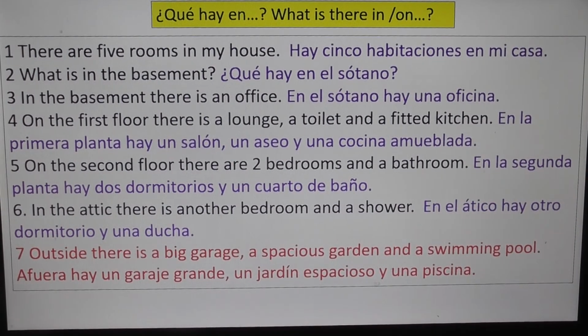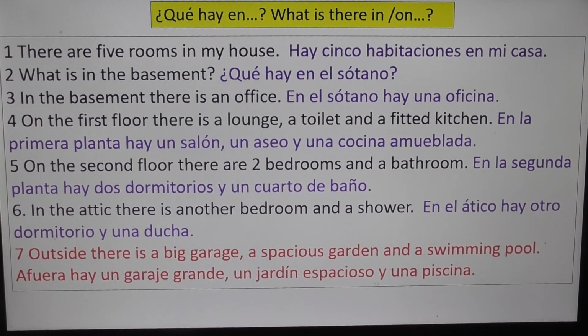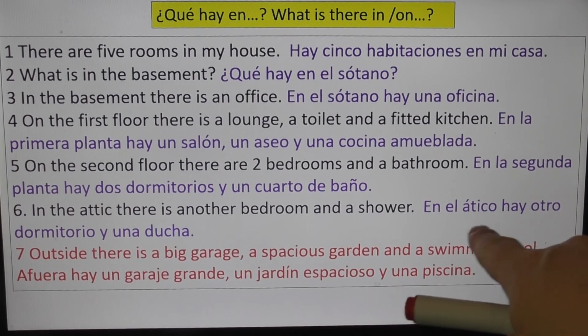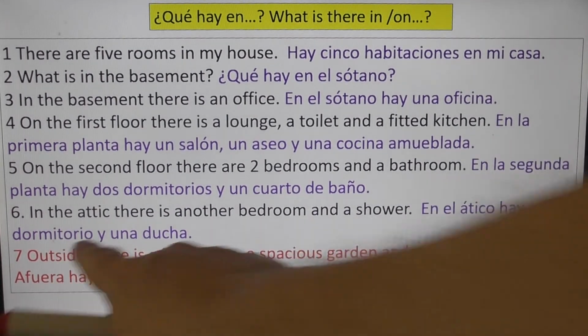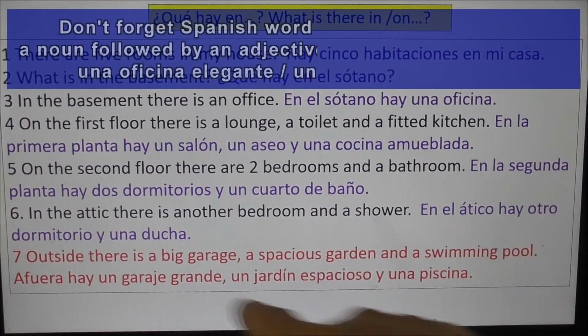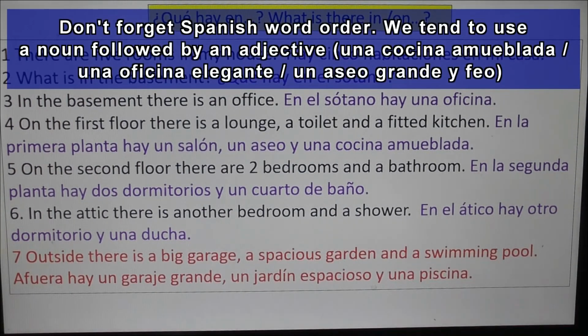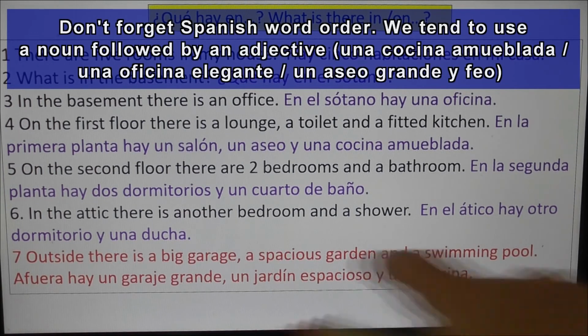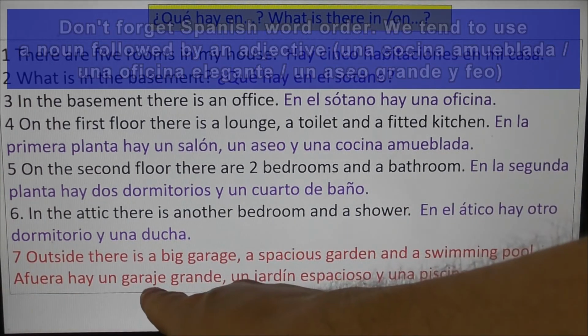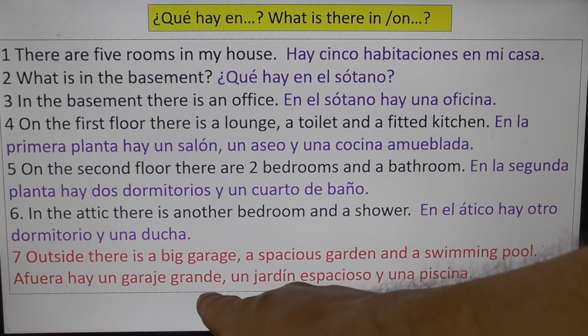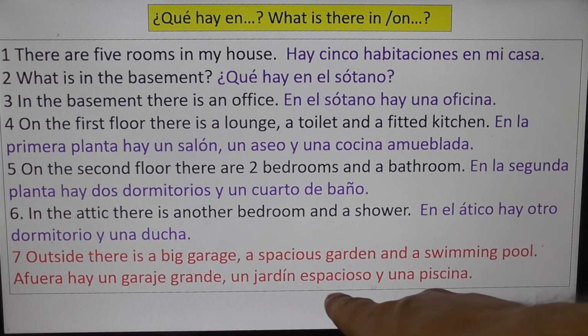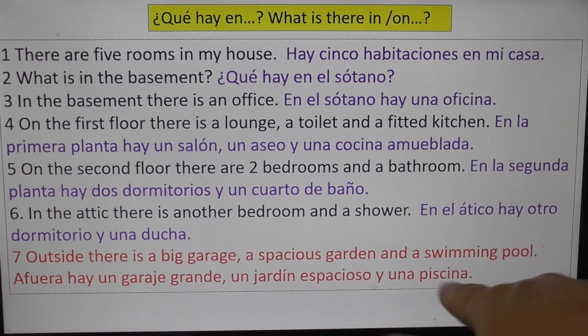6. In the attic there is another bedroom. Oh, another bedroom and a shower. En el ático hay otro dormitorio. The word other, another, otro, y una ducha. And finally, outside there is a big garage, a spacious garden and a swimming pool. So a little bit more challenging. Afuera hay un garaje grande, un jardín espacioso y una piscina.